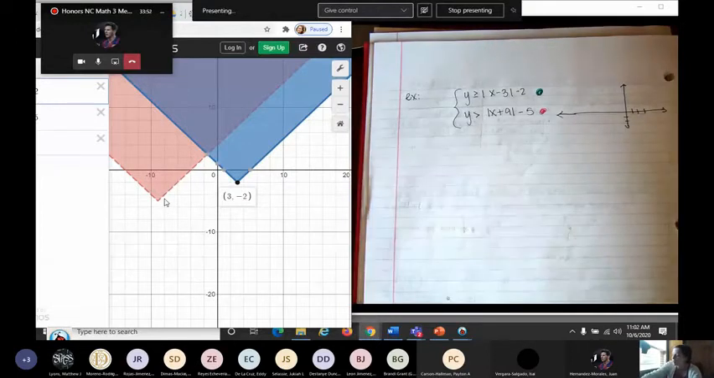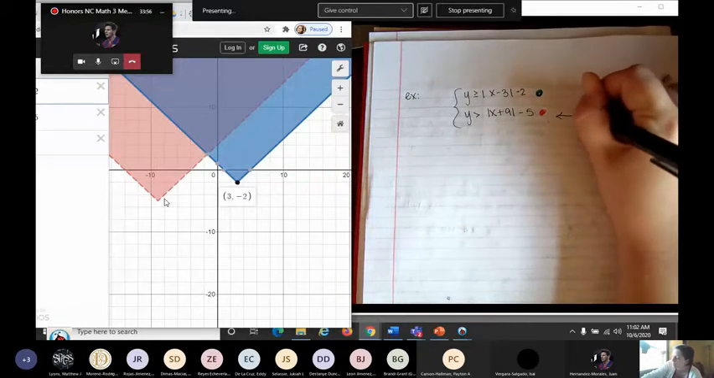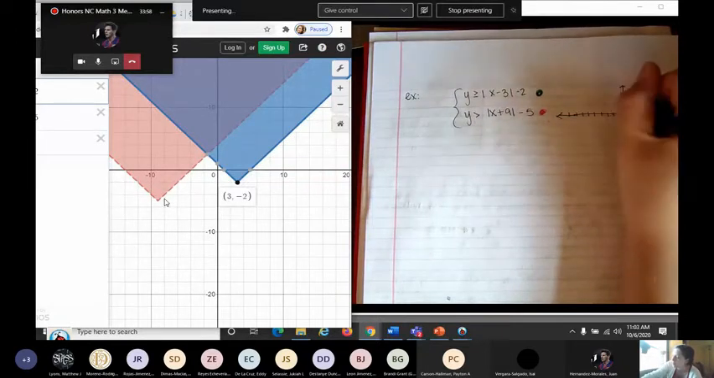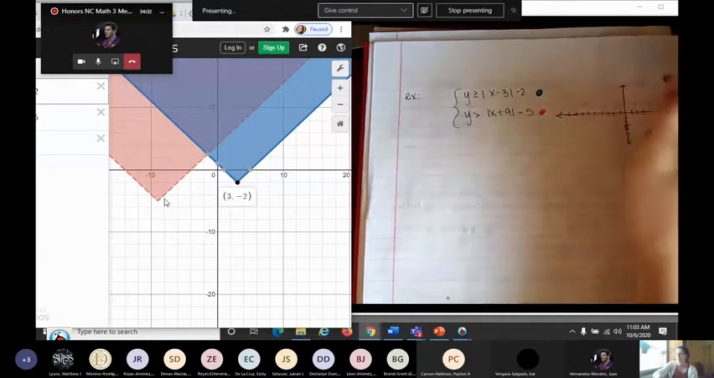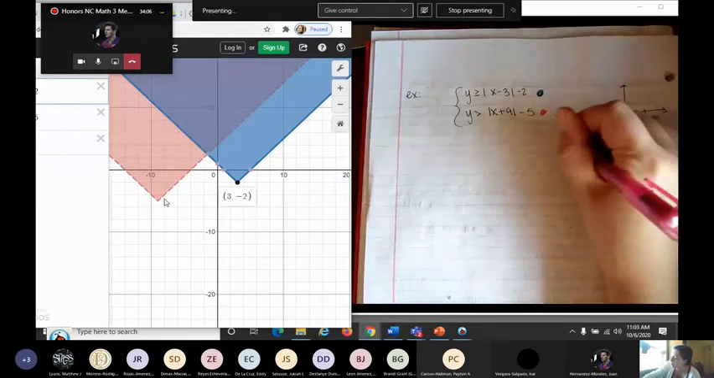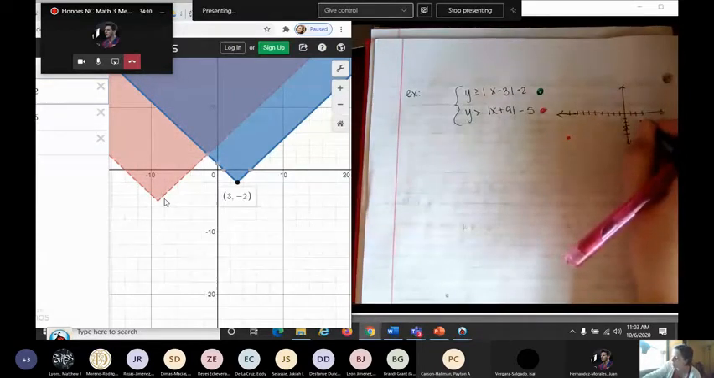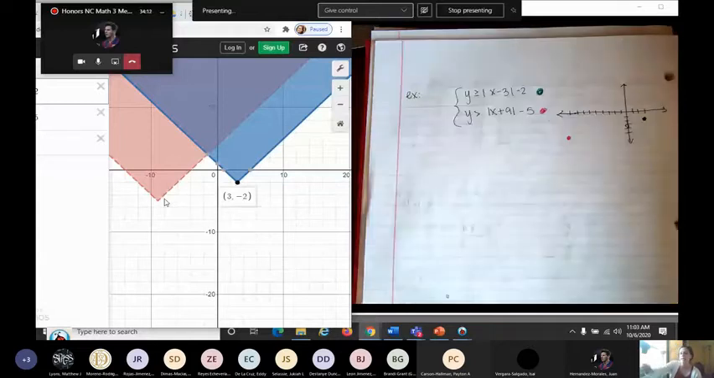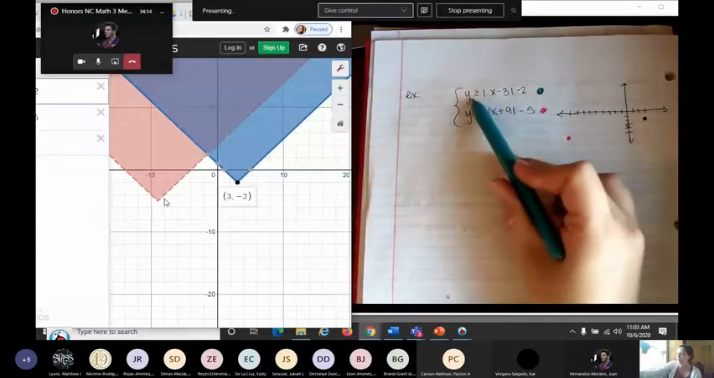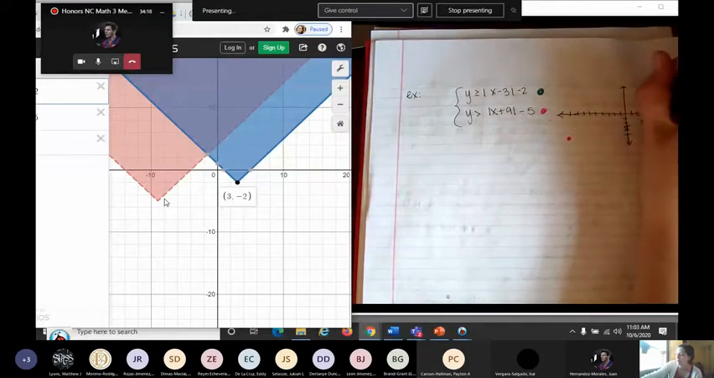-9, -5. So 1, 2, 3, 4, 5, 6, 7, 8, 9, and then 3, 4, 5. I'll extend this down. Okay, so that was at 9, -5. This one is at 3, -2. Okay, and the blue one is going to have a solid line because we have a greater than or equal to. And I'm just gonna sketch out for this one.